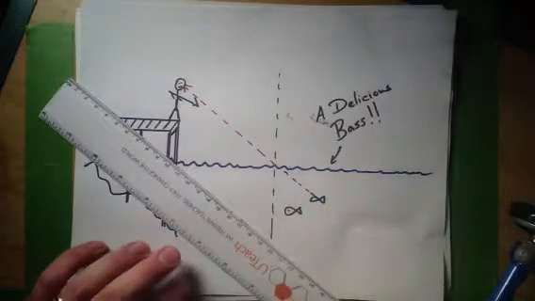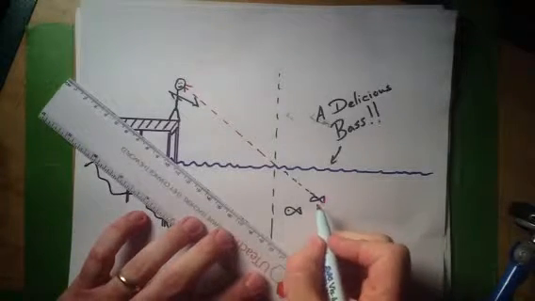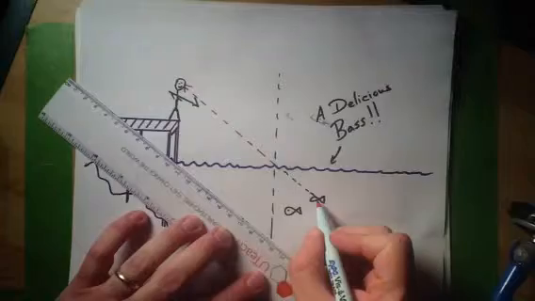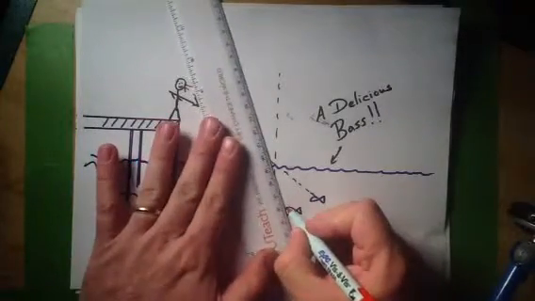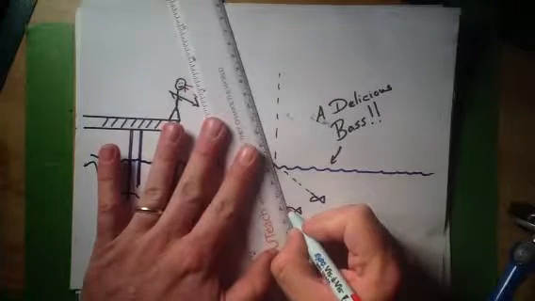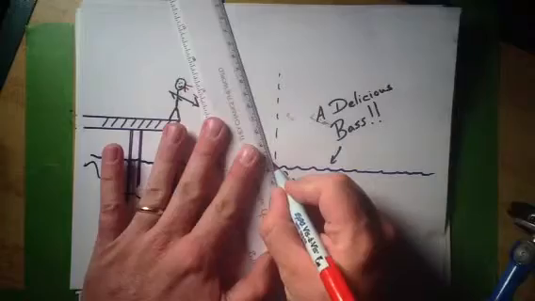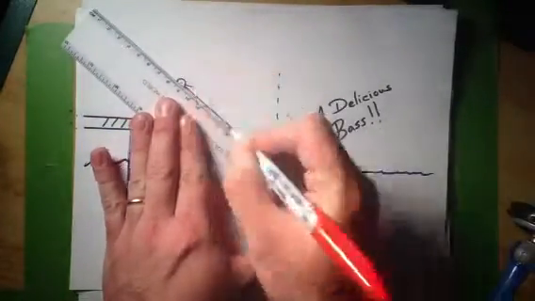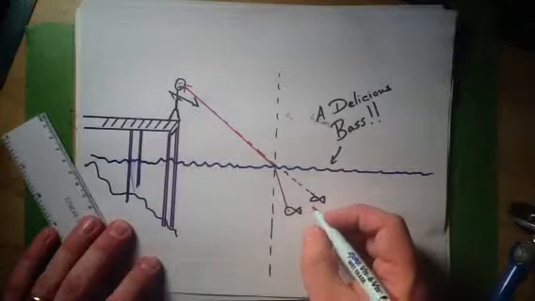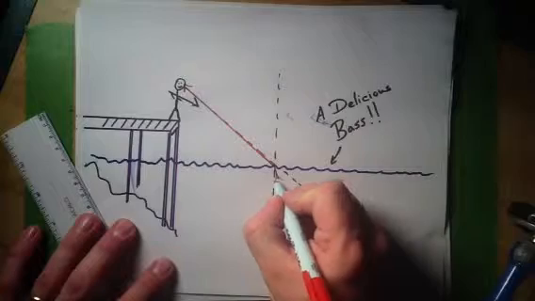He's saying, a delicious bass, right? So he's going to bring home a delicious bass for supper. But if he aims for what he's seeing, he's going to miss the fish, because what's really happening is the light, when it's coming from the fish to Duncan, is coming right up this way. In fact, I'm just going to solidify that line to show that this is the actual ray in the direction it's happening.